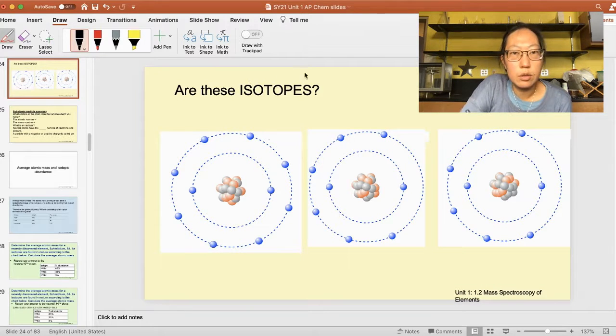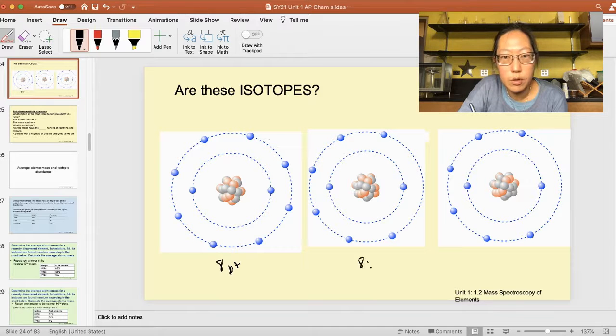Okay, now this is asking, are these 3 things isotopes? I should have probably just written down how many protons, and let's see. Yeah, I picked these. So this is 8 protons, 8 protons, and this is also 8 protons down here. So are these isotopes?